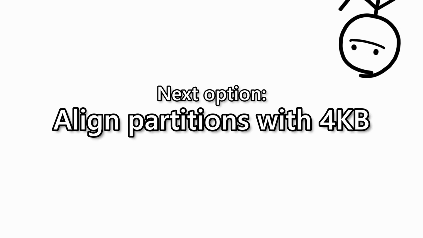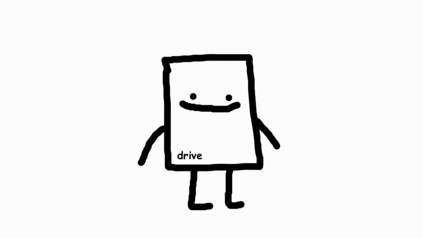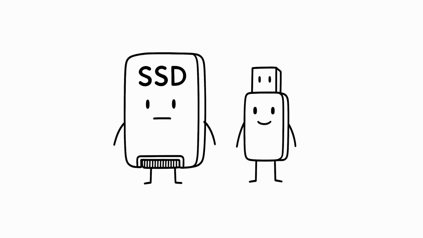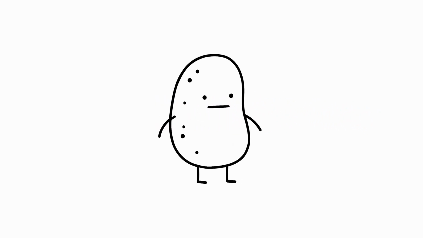So plan ahead here. Next, align partitions with 4 kilobytes. What this does is line up the partitions with 4K boundaries, which is how modern drives like to read and write data. This helps speed and reduces wear, especially on SSDs and flash. Turning it off is how you make your USB perform like a 2004 potato for no reason, so just keep it on.